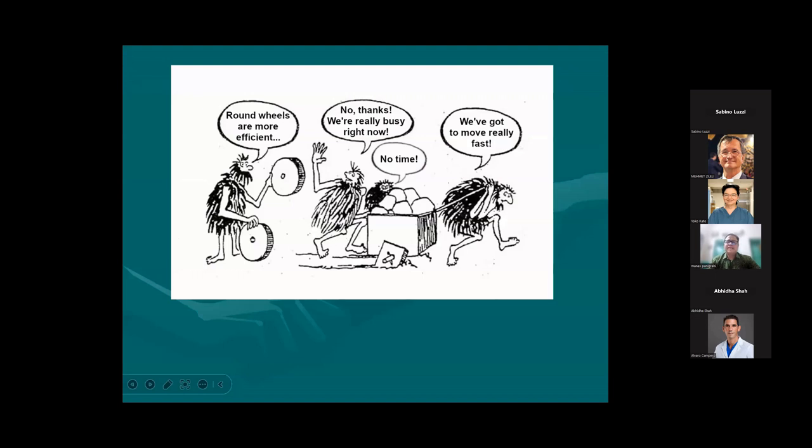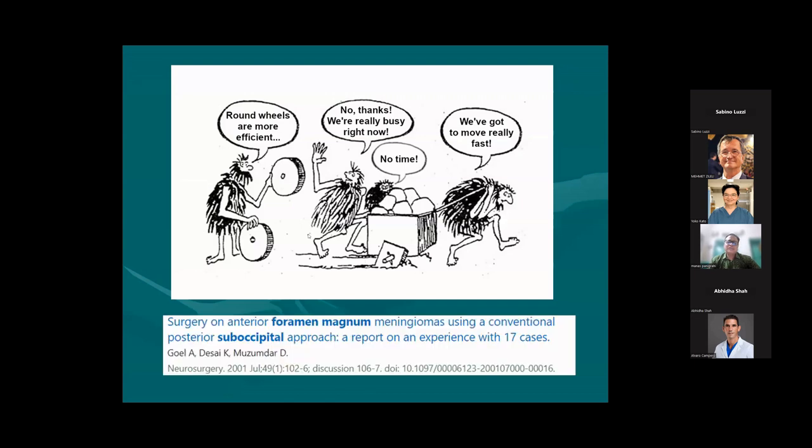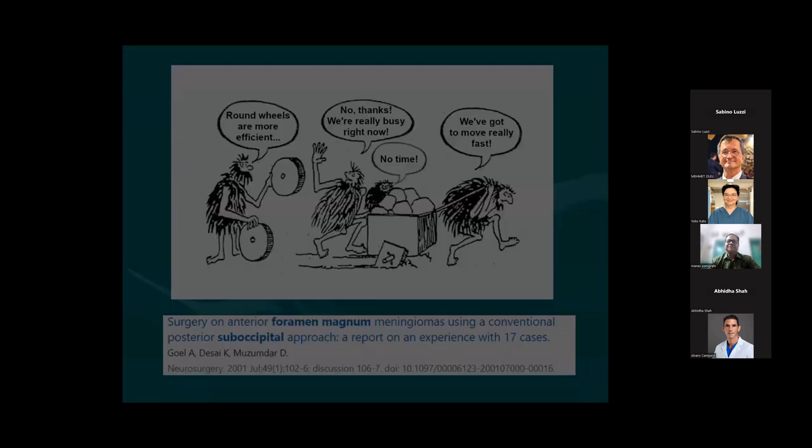Many people have tried transcondylar, extreme lateral, mobilizing the vertebral artery, with different, difficult approaches. But Professor Atul Goyal in 2001 said that most of them can be operated through a posterior suboccipital approach, and that we do not need to struggle with different approaches. We can do it with a posterior approach. But then one has to look at the meta-analysis and decide which cases can actually be done through the posterior approach and which cases need the posterolateral approach.